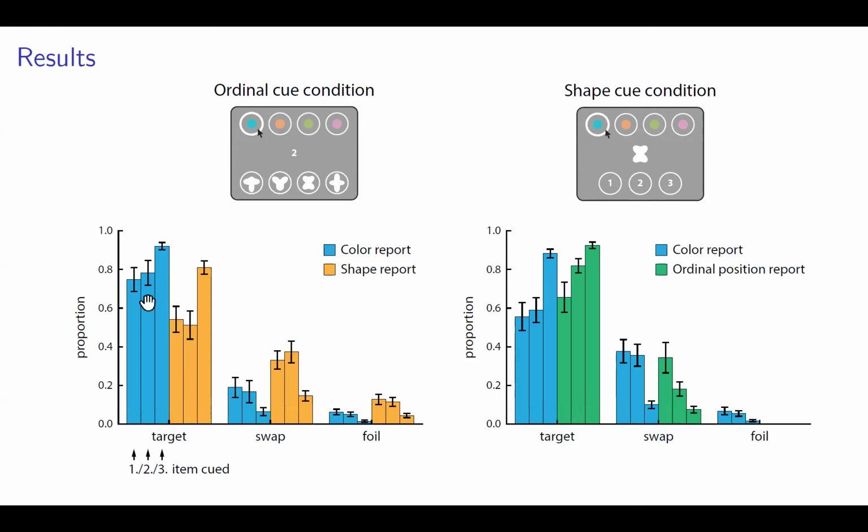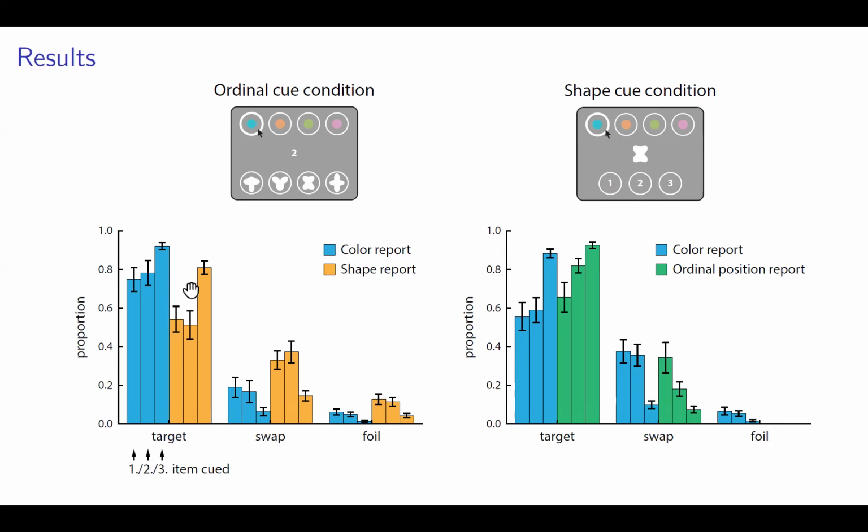Okay, and here in blue are the results from the color report in the ordinal queue condition, and orange the shape report. And there are always 3 individual bars because performance also varied with which item was the target item. As you can imagine, there's a recency effect: if the 3rd item was queued, then performance was better than if the 1st item had to be reported, simply because the 3rd item is more recent.